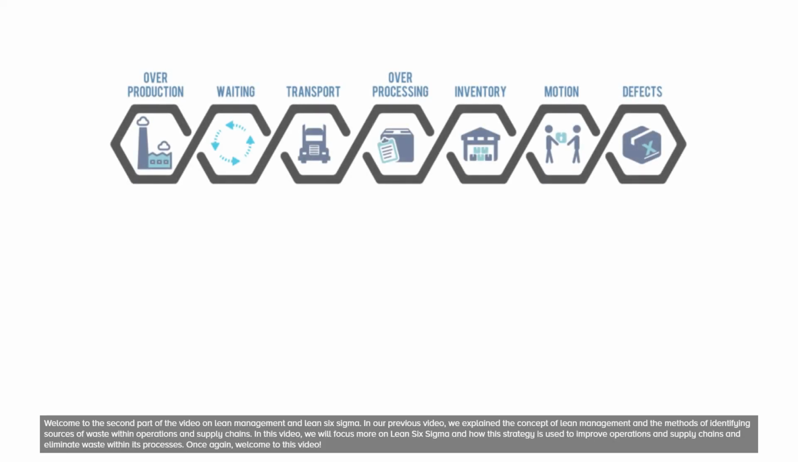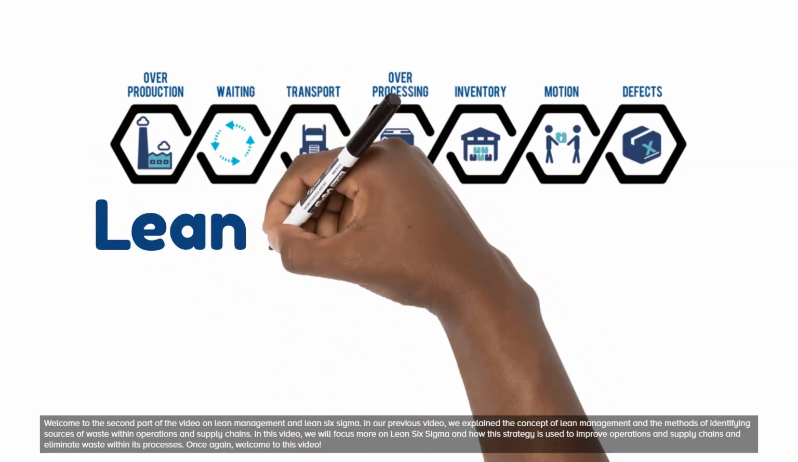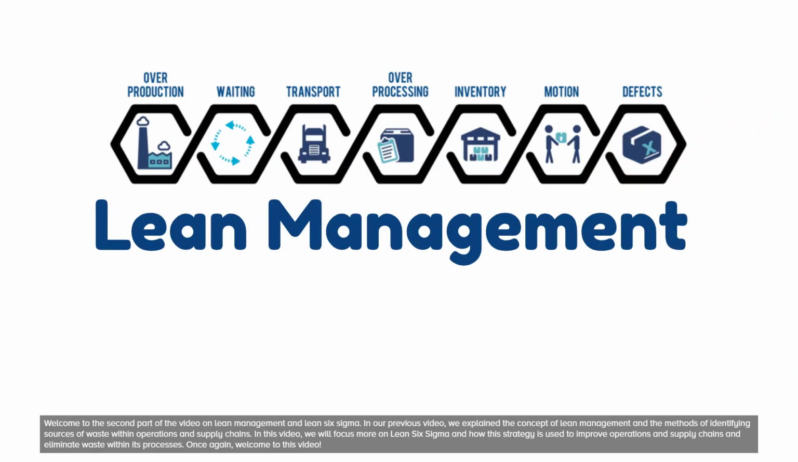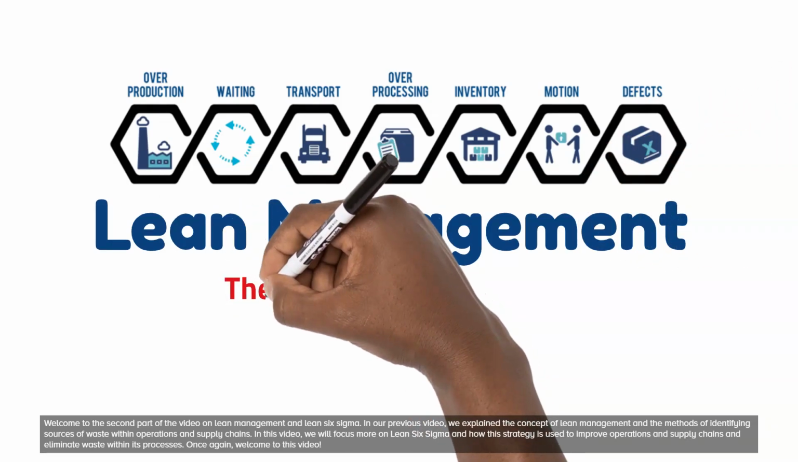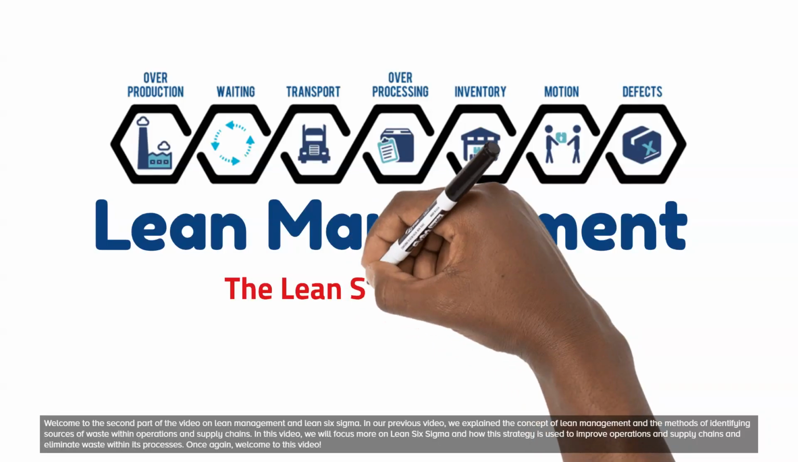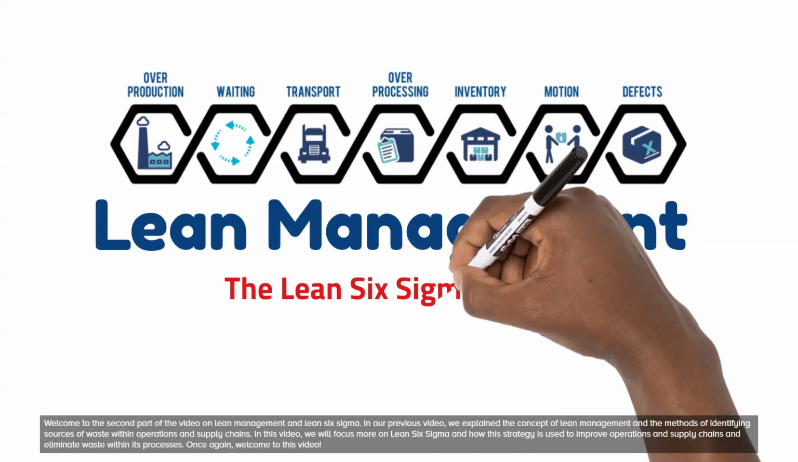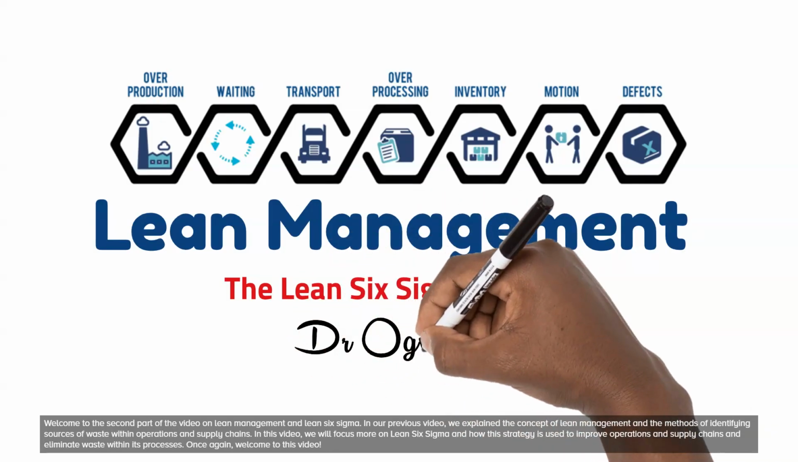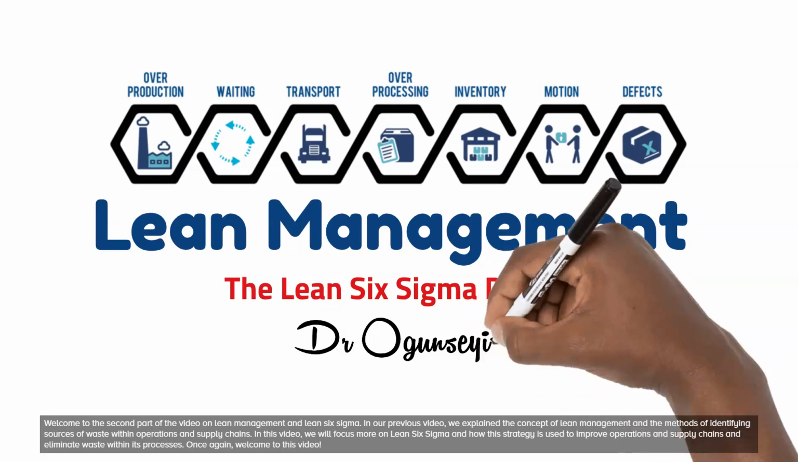Welcome to the second part of the video on Lean Management and Lean Six Sigma. In our previous video, we explained the concept of lean management and the methods of identifying sources of waste within operations and supply chains. In this video, we will focus more on Lean Six Sigma and how this strategy is used to improve operations and supply chain and eliminate waste within its processes. Once again, welcome to this video.